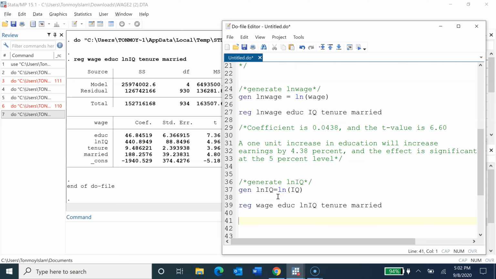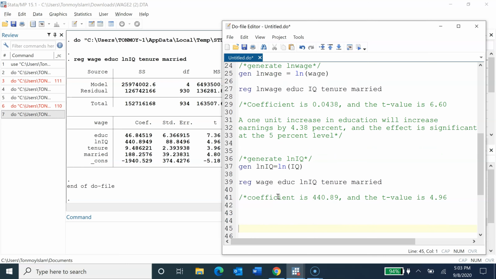So let's write down here the coefficient is 440.89, and the t-value is 4.96. Now, if I want to interpret it again, I look at the t-value first to see if it's significant or not. Well, it is significant. It is greater than 1.96 in absolute value. So I would now have to write it out first and report it in plain English in sentences.